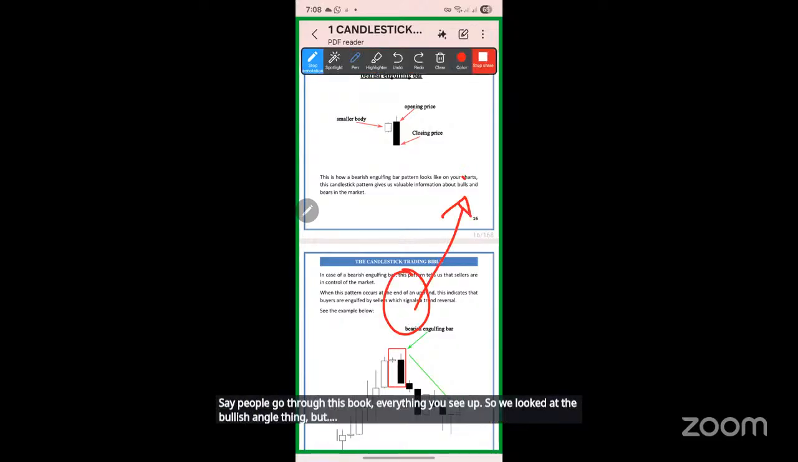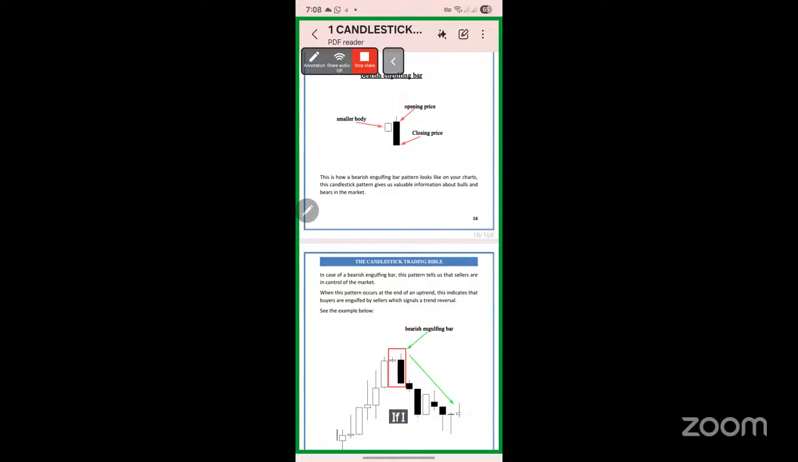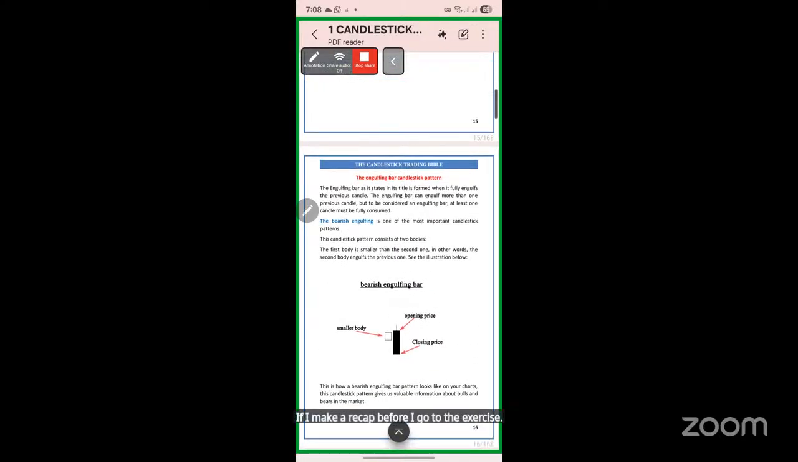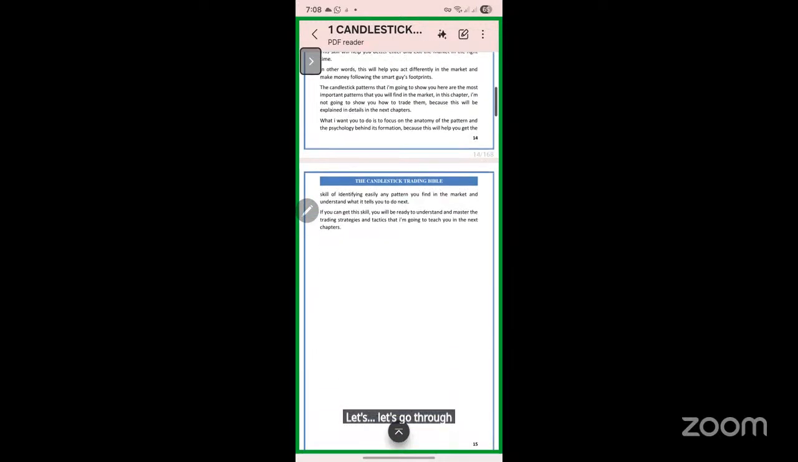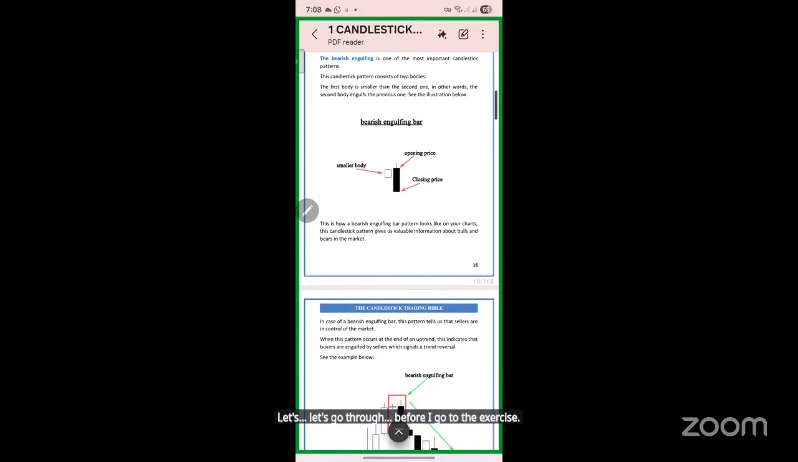We looked at the bullish angles. Let me make a recap before I go to the exercise, because the exercise carries everything. Mute now, and we go through all this.